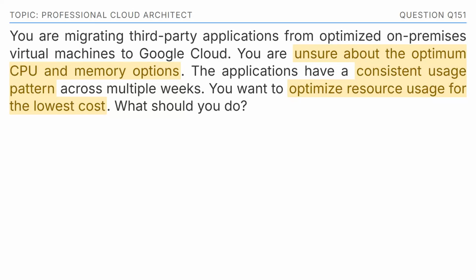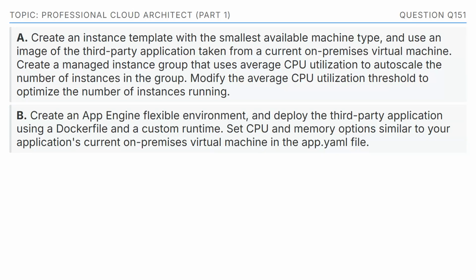To arrive at the correct answer, we focus on the keywords: unsure about the optimum CPU and memory options, consistent usage pattern, optimize resource usage for the lowest cost. Review the options on screen.